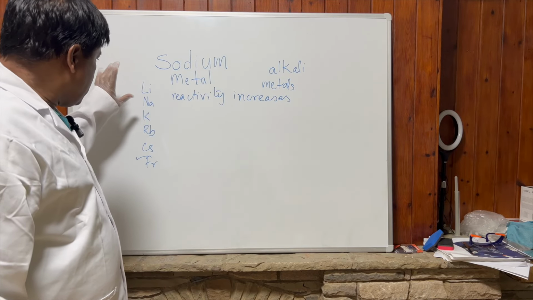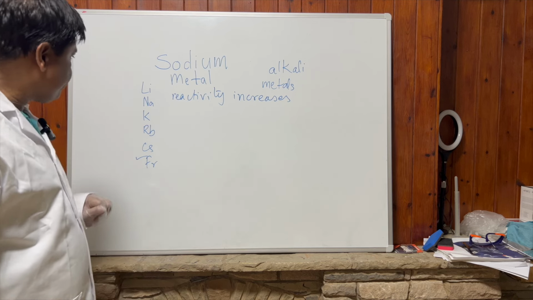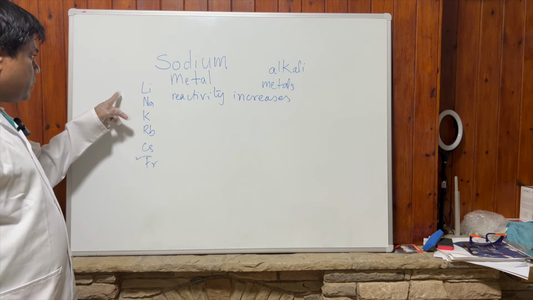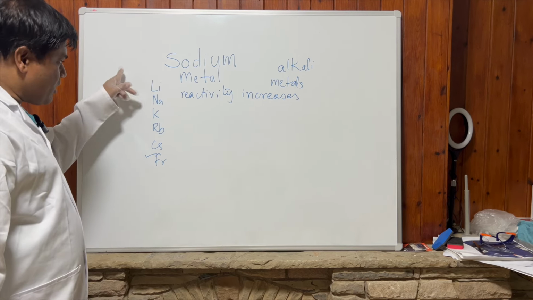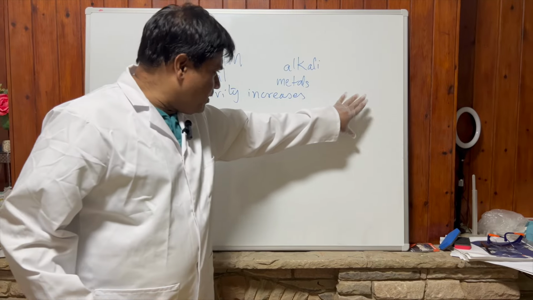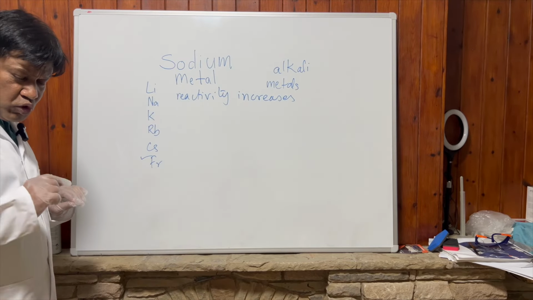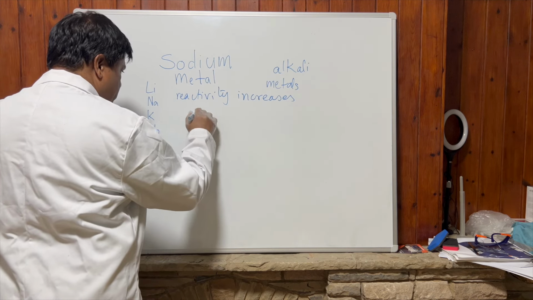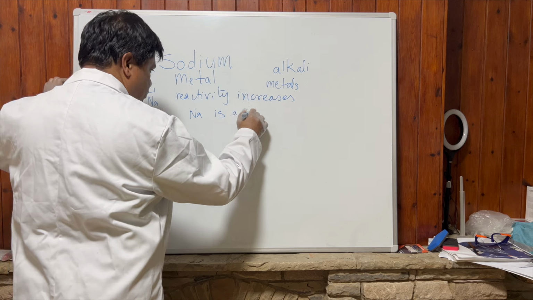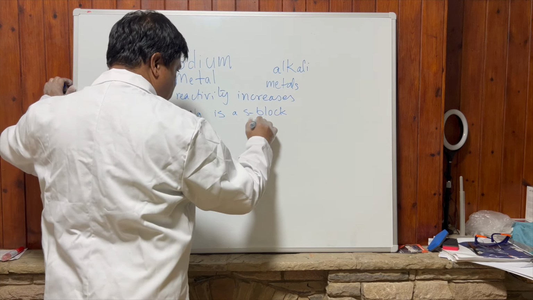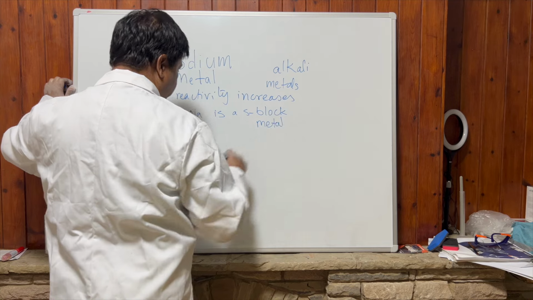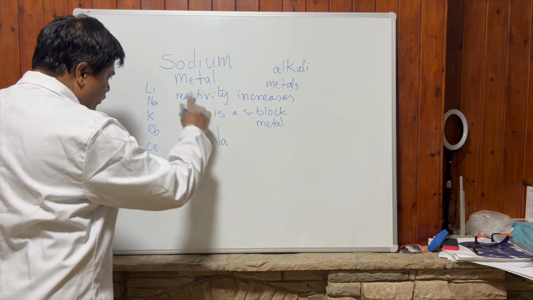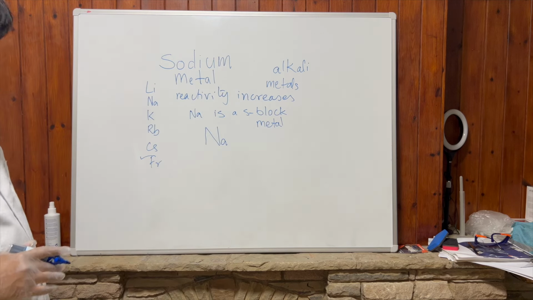Sodium is present in group 1. So sodium is a group 1 metal. We have S block elements. This side we have P block elements and D block elements. So sodium is in group 1, and sodium is an S block metal. Highly reactive, guys. No doubt reactivity increases down the group.